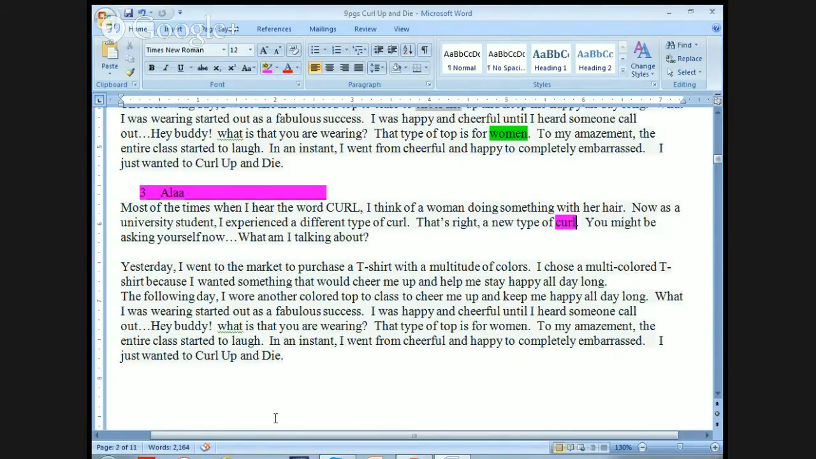I was happy and cheerful until I heard someone call out, "Hey buddy, what's that you are wearing? That type of top is for women." To my amazement, the entire class started to laugh. In an instant, I went from cheerful and happy to completely embarrassed. I just wanted to curl up and die.